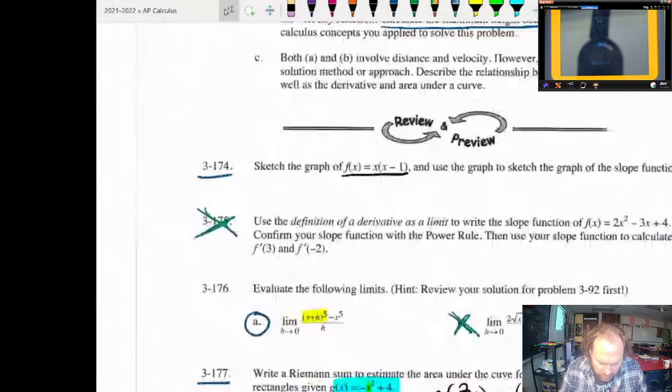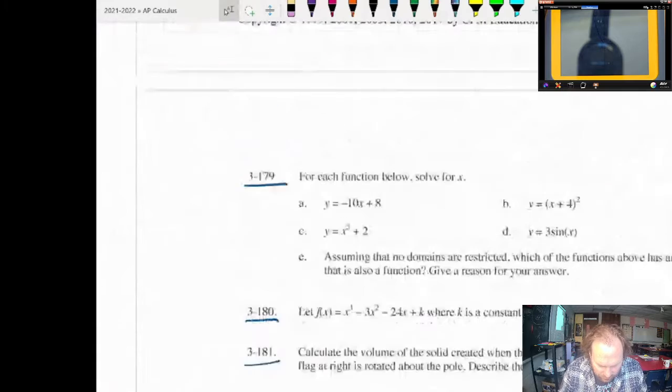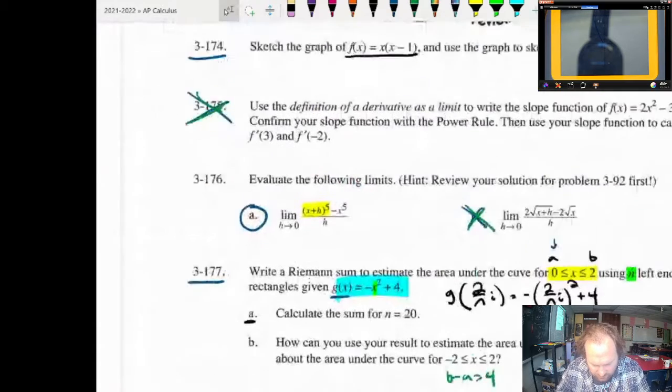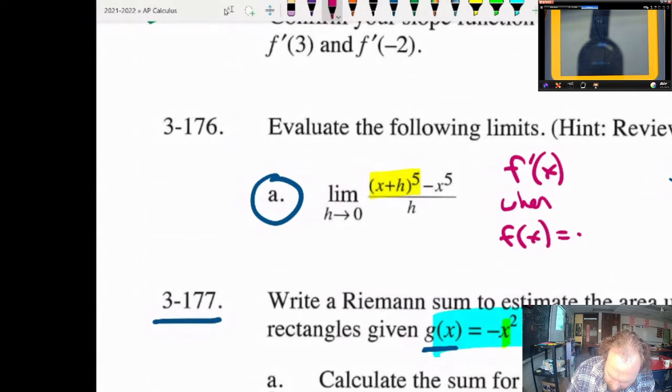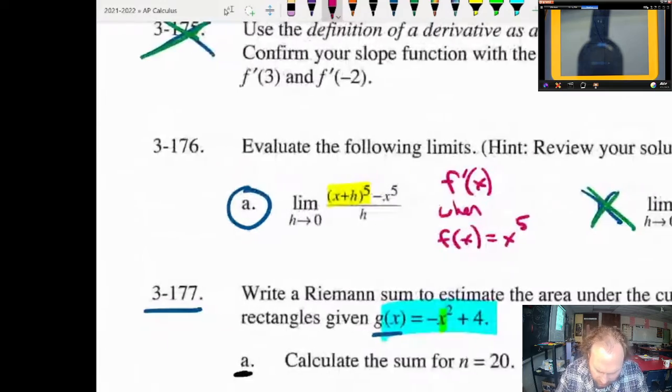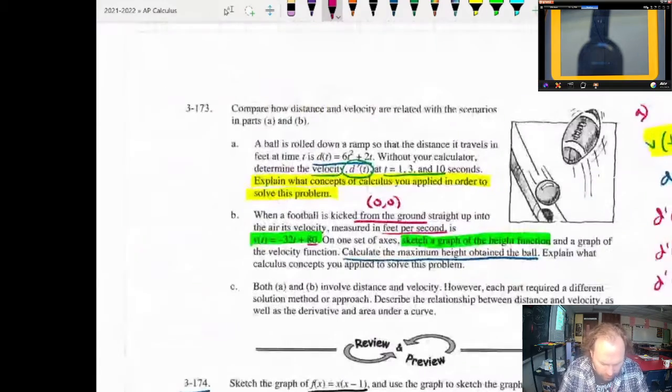My instinct, by the way, is just to note that this is just the derivative, f prime of x, when the original function is equal to x to the 5th power. That's kind of what I'm leaning towards on this problem. But let's take a look at what 392 says. I think that's probably what we were supposed to get out of that problem.